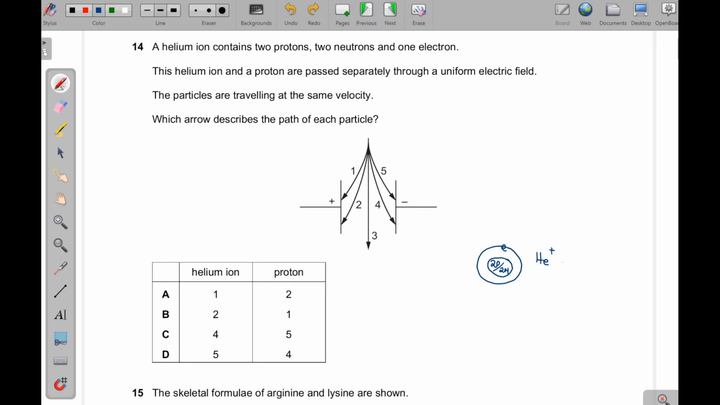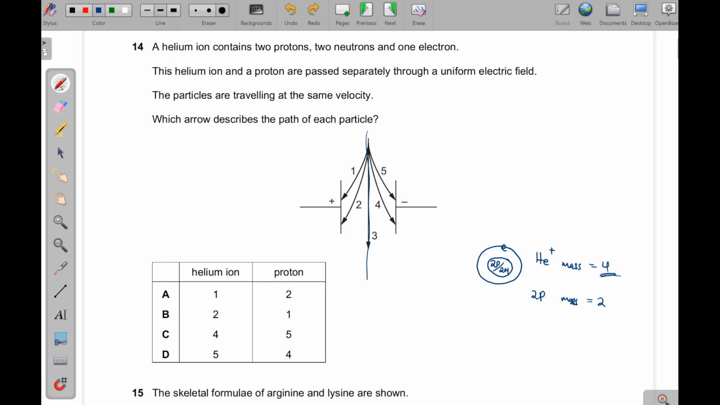Its mass is 4, okay? Because a proton has a relative mass of 1 and also the neutron. So there are 4 of them in the nucleus. So we shall have 4 units there. And then when we look at what else? We look at a proton. So protons, we have 2 protons in here. That means the mass is going to be 2, okay? 2 times the 1, that will be 2. So meaning the helium ion is heavier than the proton.